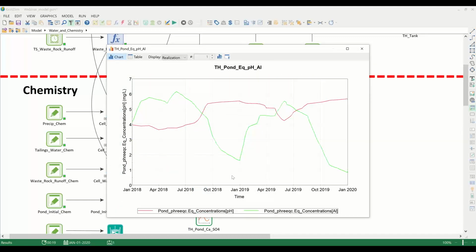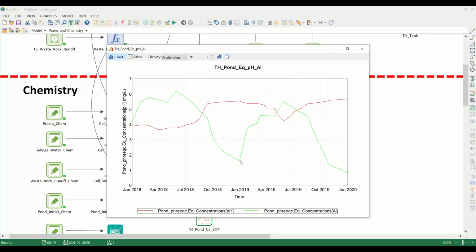If I double click on the results, we can see we have some results for pH and aluminum. You can see when the pH is low, the aluminum concentrations are high. When the pH goes up, the aluminum goes down. And as I'll show in just a minute here, the reason for this behavior is that I have equilibrated this solution with the solubility of aluminum hydroxide.